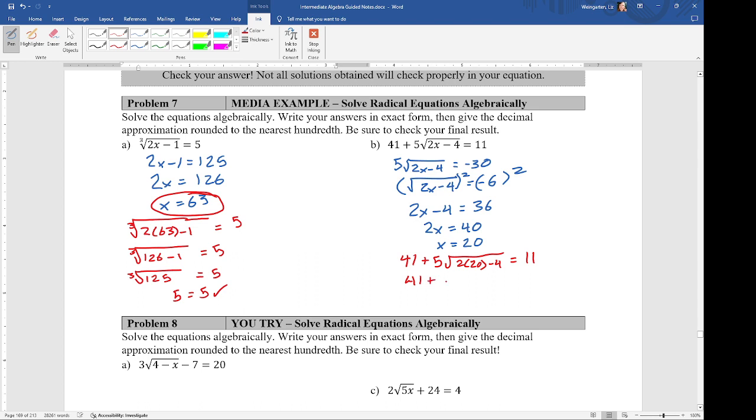41 plus 5 times the square root of 40 minus 4 equals 11. 41 plus 5 times the square root of 36 equals 11. I'm going to have to move up here. 41 plus 5 times 6 equals 11. 41 plus 30 equals 11, and I get 71 equals 11, which is not true. So this cannot be a solution. That's why it's really important to check your answers.